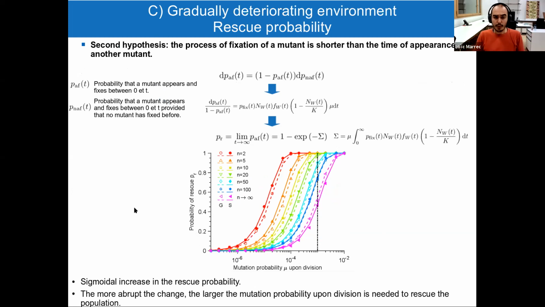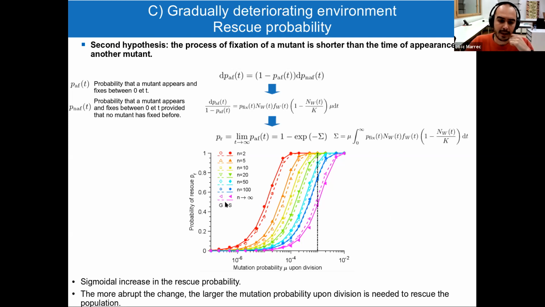So to compute the rescue probability, I just need to make a second assumption, which is that the process of fixation of a mutant is shorter than the time of appearance of another mutant. Okay, so I mean that I don't have several mutant lineages at the same time. And so then, using what I computed previously, I can get the rescue probability.